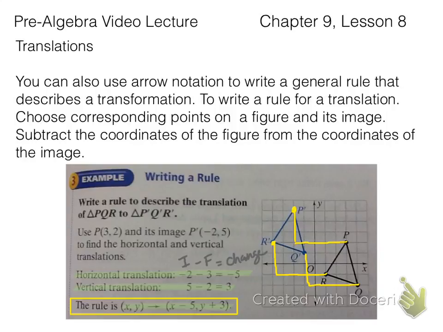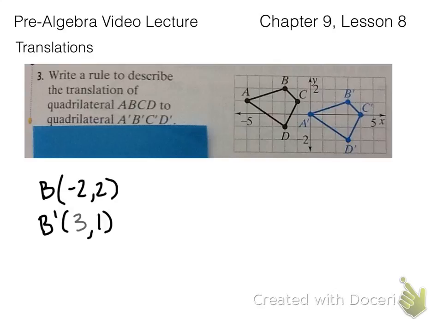It's kind of like map directions, like Google Maps, where they're like, all right, if you start here and then follow these directions, you're going to actually end up where you want to be. And in this case, we're starting at the figure and ending up at its image. All right, so let's go ahead and practice this real quick with this example. We have B at negative 2, 2, and we have B prime at 3, 1. And we need to come up with a rule so that even if we started at A or C or D, we would end up at A prime or C prime or D prime, depending on which point we started at.